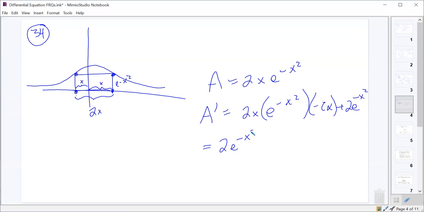Yes. We'll factor out the 2e to the negative x squared, leaving us with a negative 2x squared plus 1. And we need to figure out when that's equal to 0 and when it's undefined. It's never undefined, but it should be equal to 0 when either of those is 0. The first part's never going to be 0, but negative 2x squared plus 1 could be 0. That gives x squared equals 1/2, or x equals plus or minus root 1/2, where the negative doesn't make any sense, so we'll just call it the square root of 1/2.